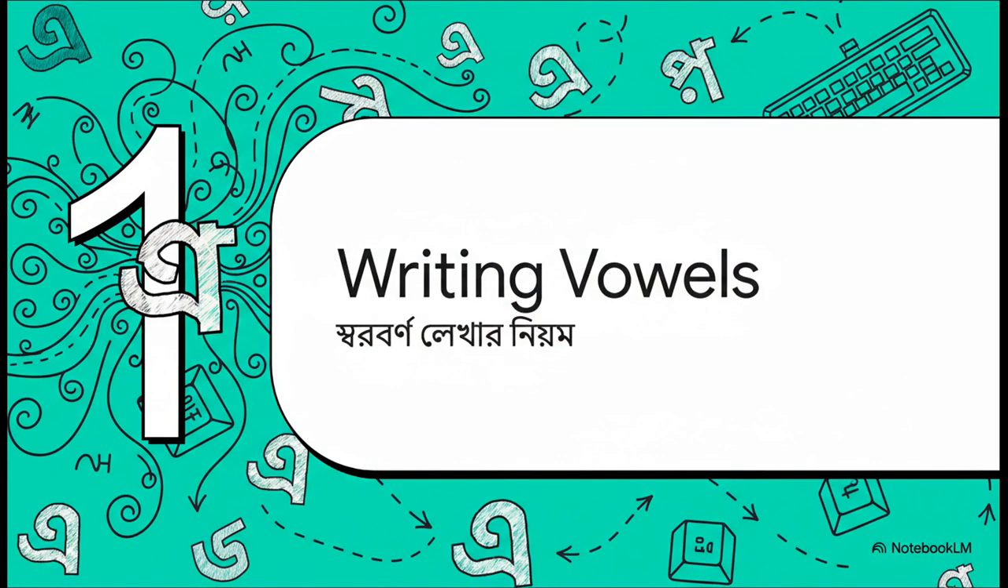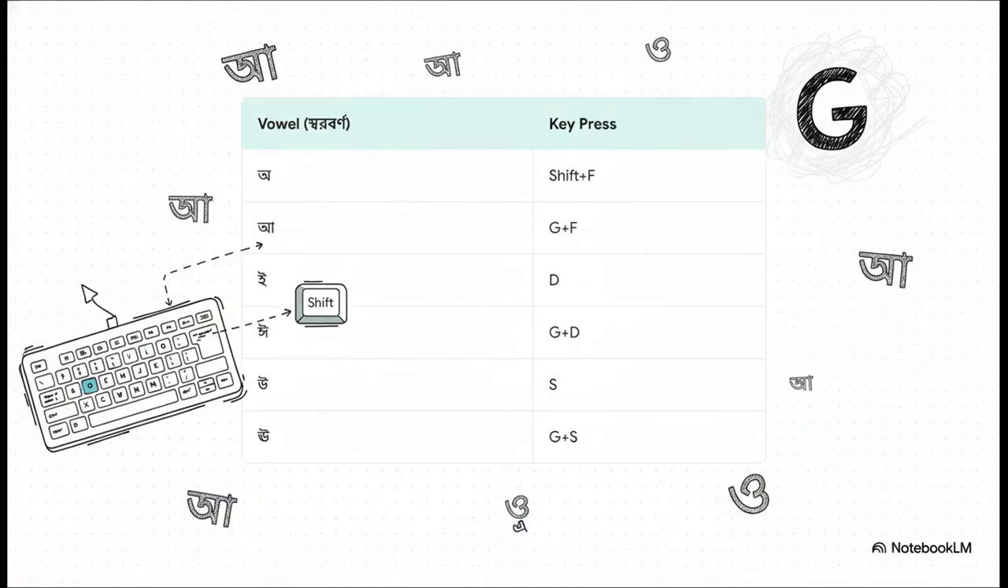Okay, first things first. We have to learn the building blocks of the language, right? So let's start with the vowels, or as they're called in Bengali, the Shoral Vorno. Check this out. See the pattern here right away? For A, you press Shift plus F. Now to get its long form, you just add the G key right before it, G plus F.